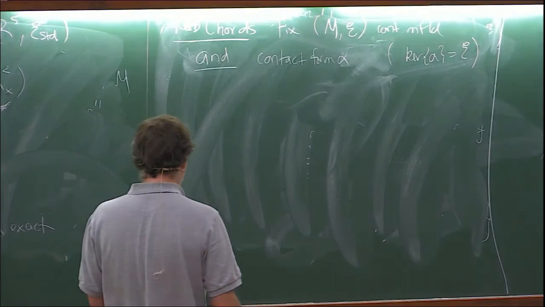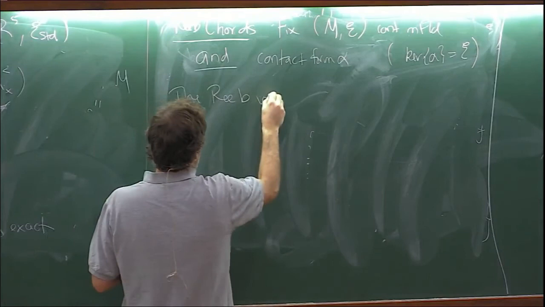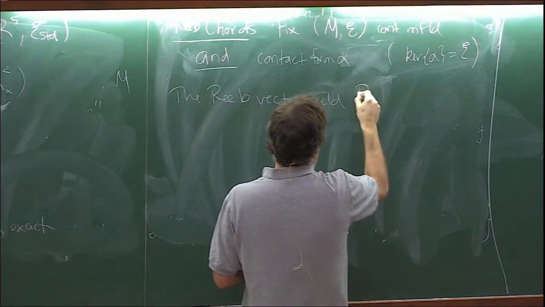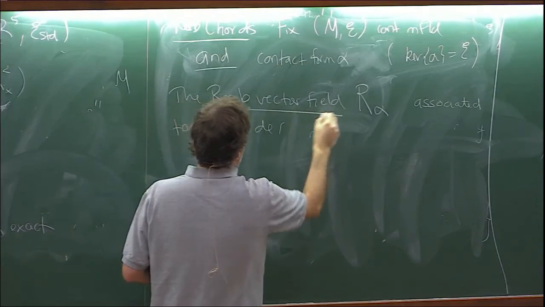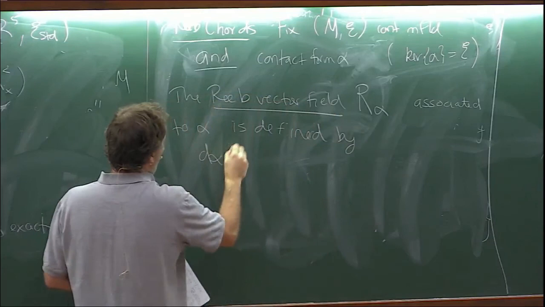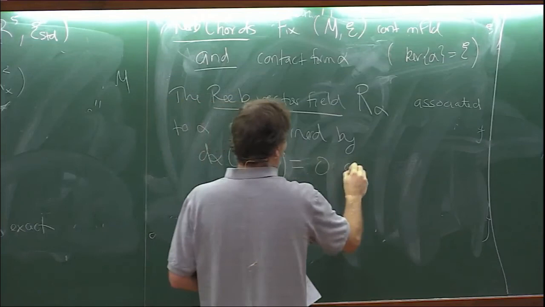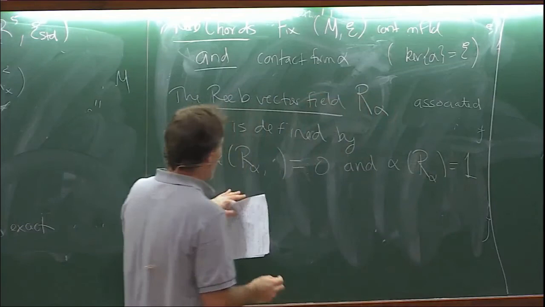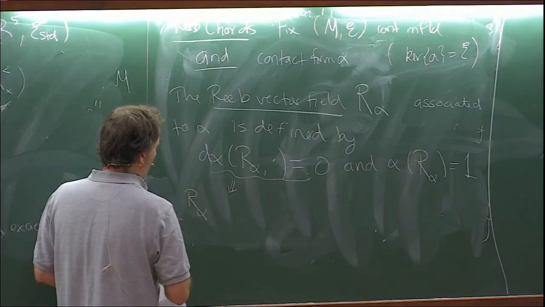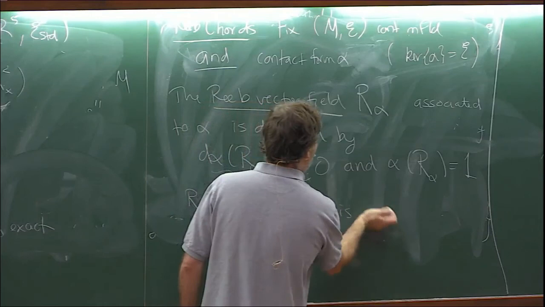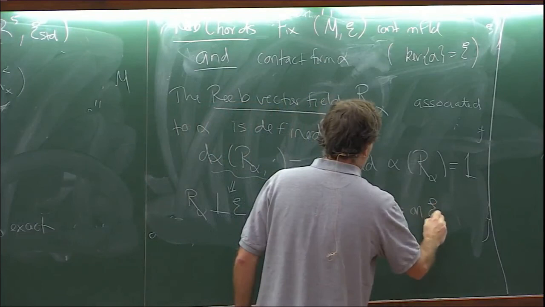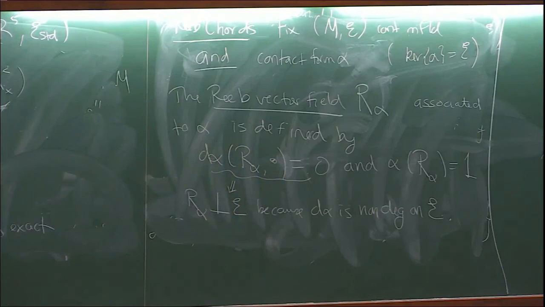The Reeb vector field associated, I'll call it R alpha, associated to alpha, is defined by d alpha of R alpha is 0, and alpha of R alpha is 1. So right from this condition, you can see that R alpha has to be transverse to Xi, because d alpha is non-degenerate on Xi. So if I find some vector that no matter what I pair it with, I get 0, it can't be in the contact distribution itself, but pointing transverse to it.